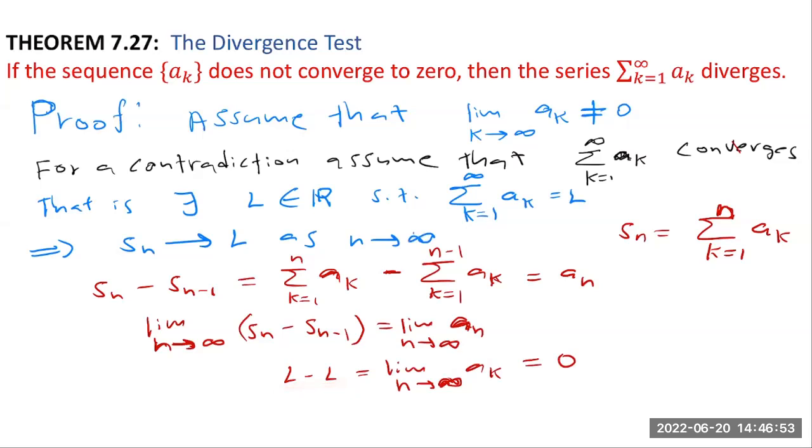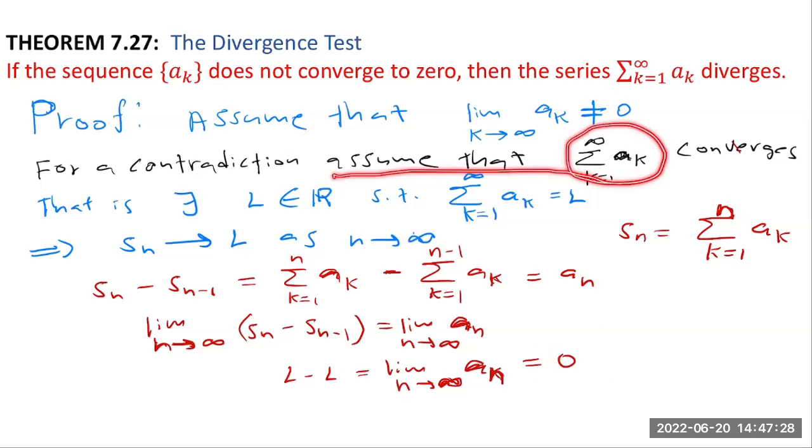Okay. So that means, but remember, our starting hypothesis was that the limit as k goes to infinity of ak is not equal to 0. But at the end of the day, it turns out that the limit as n approaches infinity of an is equal to 0. This is a contradiction, right? Because this is the exact opposite of what we assumed at the beginning. So this is a contradiction. That means our assumption is wrong.